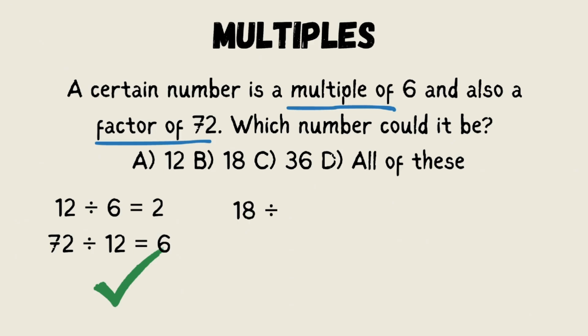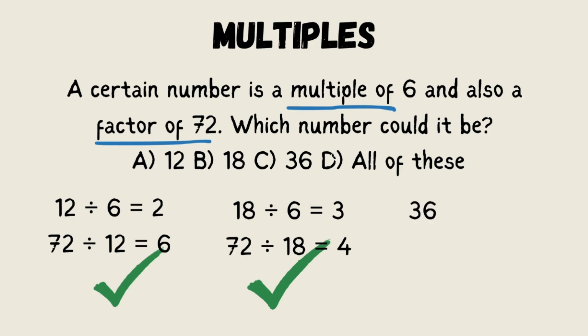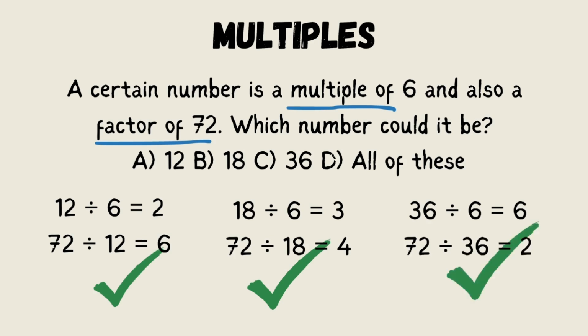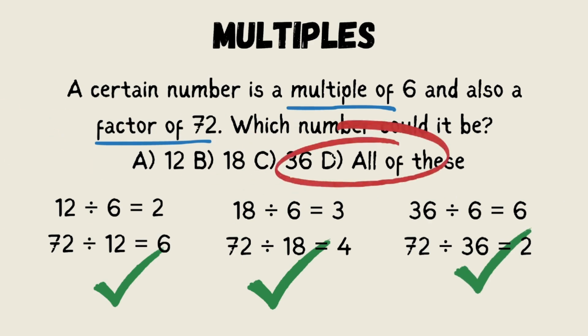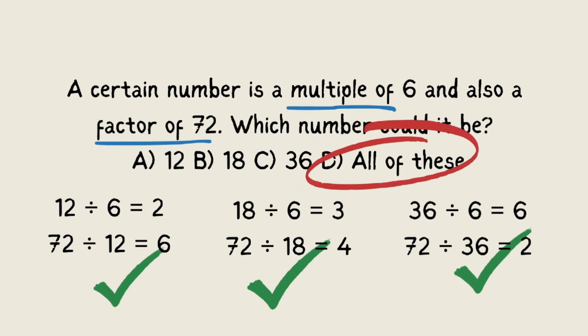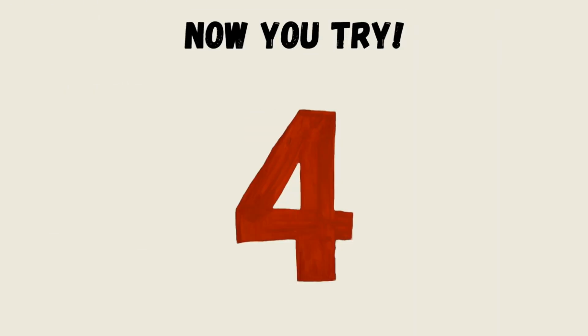18 divided by 6 equals 3, and 72 divided by 18 equals 4. So it is both a multiple of 6 and a factor of 72, so it works. Technically, we can stop here because 2 of the answers work, and the only other answer choice that would work would be D, all of these, but we can quickly check 36. 36 divided by 6 equals 6, and 72 divided by 36 equals 2. So both of them work again. So that's our answer, D, all of these. That was the last one together, but let's see you try some.